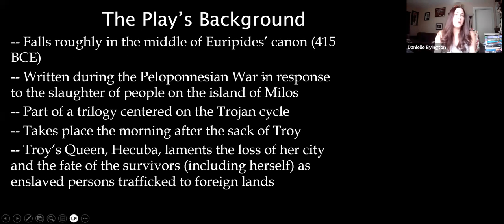the Peloponnesian War, and it was a response to a specific incident in which there was a mass slaughter of the people on this particular island. It's the island of Milos. If you've ever heard of one of the most famous statues in the world, Venus de Milo, that's talking about that same place, that island.